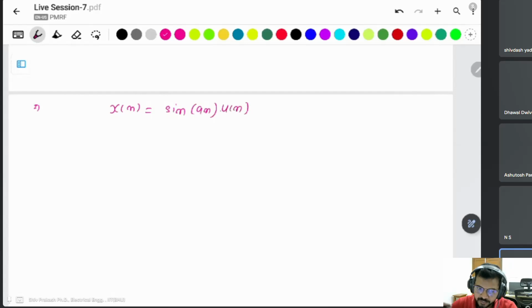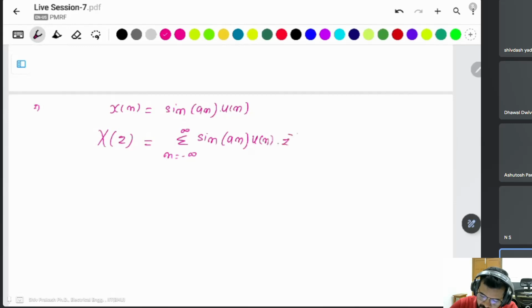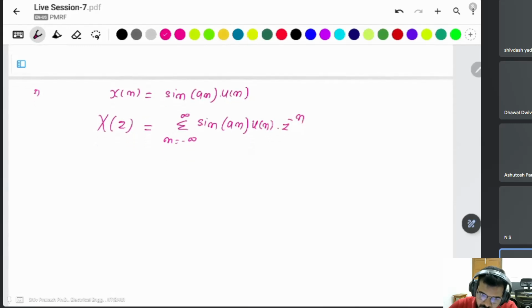How can you find the z transform of this one? We know that X(z) is equal to the summation from n equals minus infinity to infinity of sin(an) u(n) into z to the power of minus n. Because of the u(n), this summation changes to n equals 0 to infinity of sin(an) into z to the power of minus n.